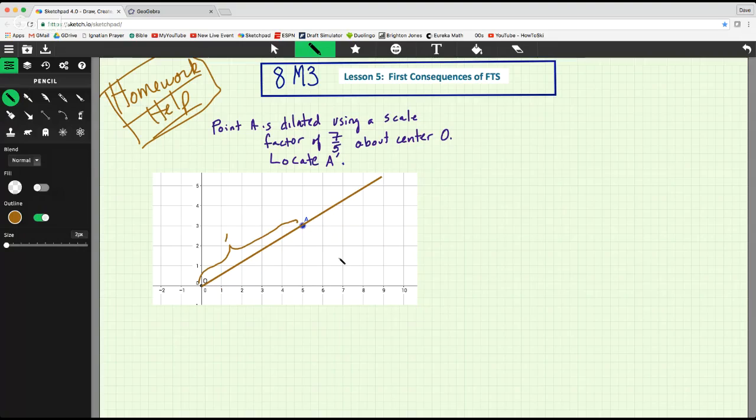Let's use a trick that we've learned and get it exactly right. So watch what I do here. I'll do it kind of slow. We're going to make a parallel, or we're going to drop this line down straight to here, and we're just going to call that point B.